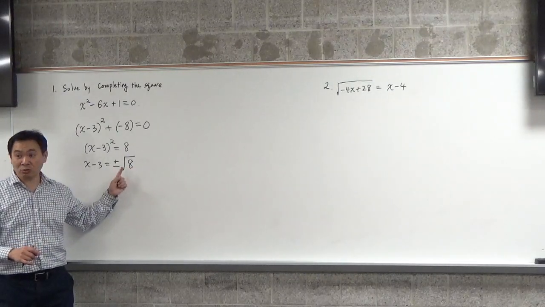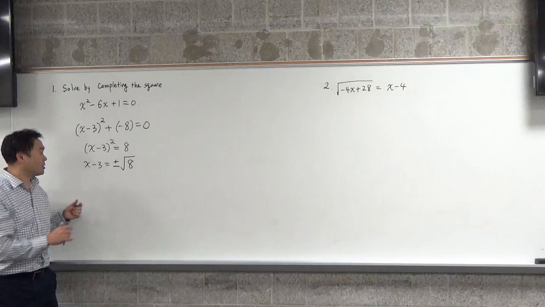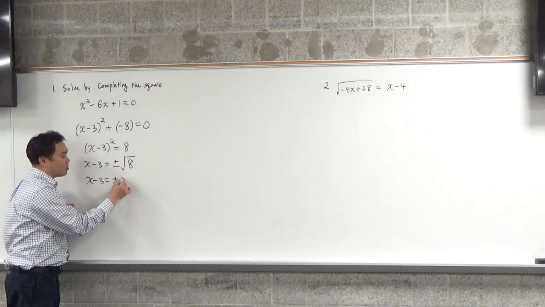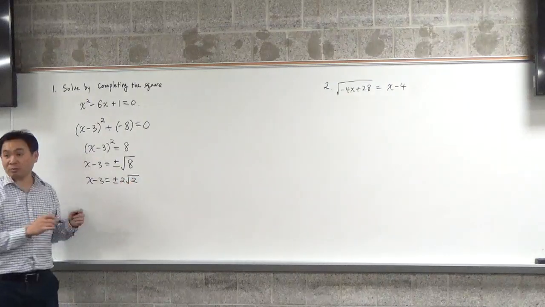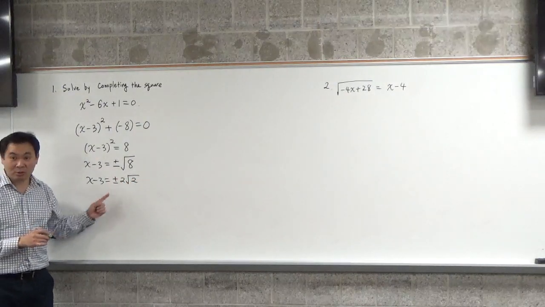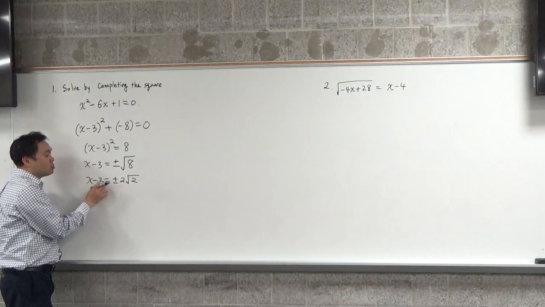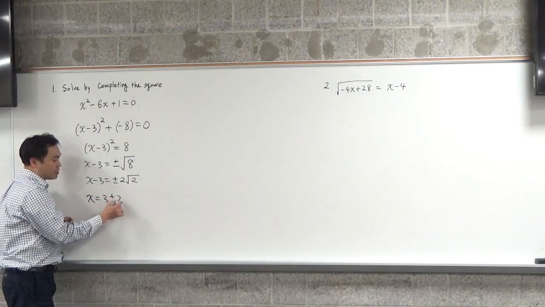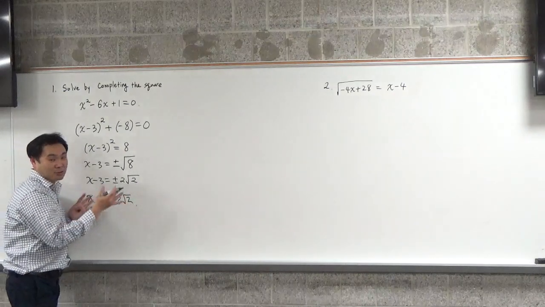8 is 4 times 2, right? And that 4 comes out as what? 2. And I will take points off if you don't have that 2 outside. Okay, you have to be able to do this. Move the 3 to the other side, and that gives you the answer. So that's a simple question.